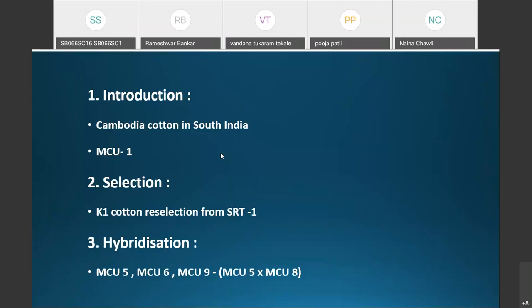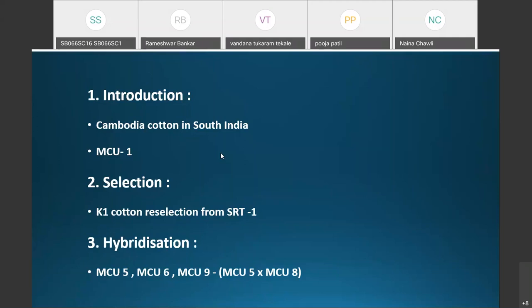In the 19th century, many foreign varieties of cotton were introduced in our country from America, Brazil, Egypt, Sea Islands, and other countries. But only a few of them were found to be useful. Here you can see examples of the introduced varieties of cotton.